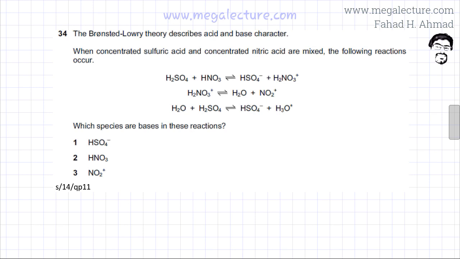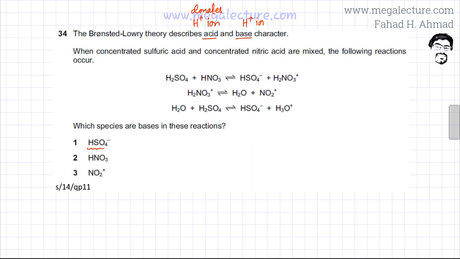Now the question states which of the species are bases in these reactions. The first species that we need to discuss is HSO4 minus. The first thing we need to do is state what an acid is according to Bronsted-Lowry theory, and that is, an acid is a proton donor, or it donates or produces an H plus 1 ion. On the other hand, a base is something that accepts H plus 1 ions.